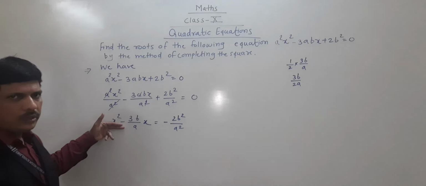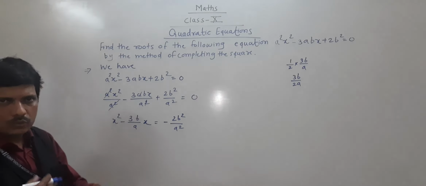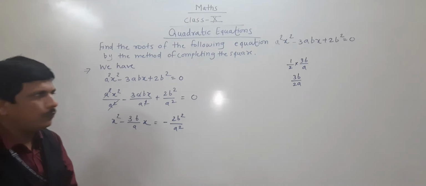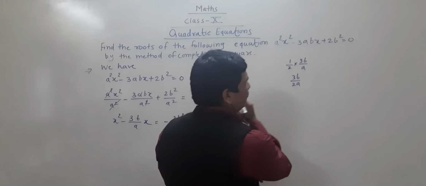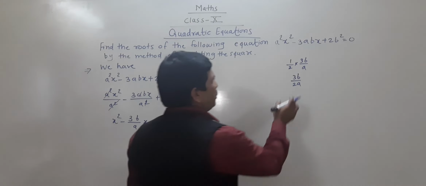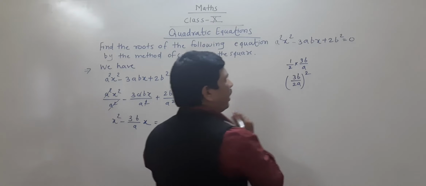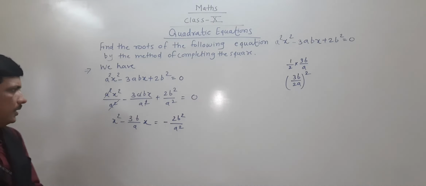If we take the minus sign, then anyhow we are going to add the square. So the square of any negative will be positive. So it is not necessary to take the minus sign. Anyhow it is going to be positive. Okay, so 3b upon 2a. So its square we are going to add on both sides, in LHS and RHS.